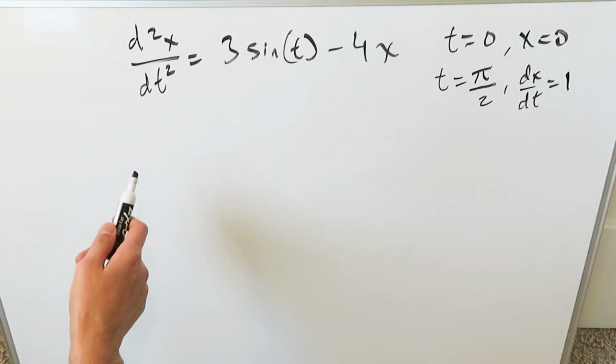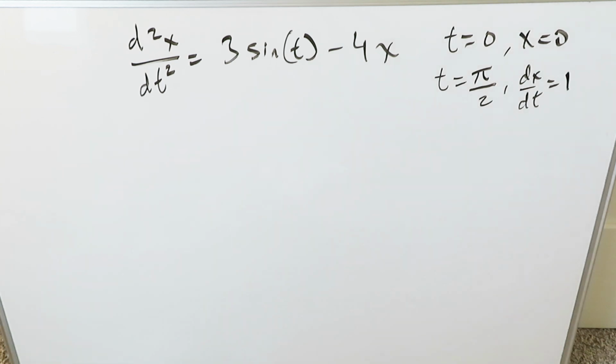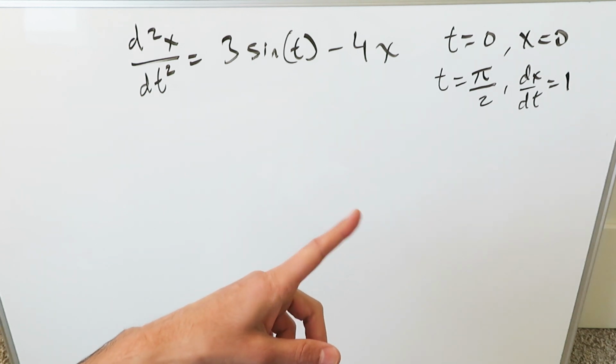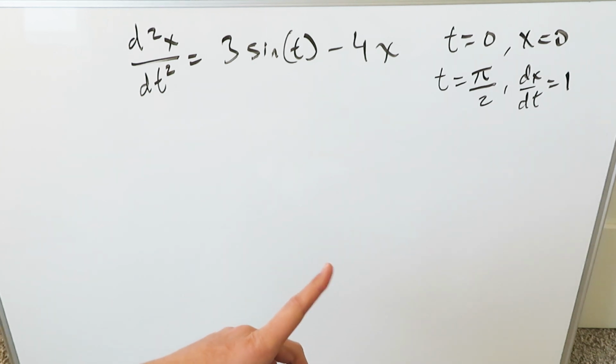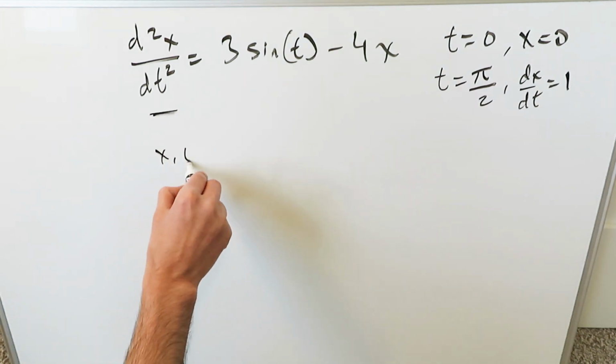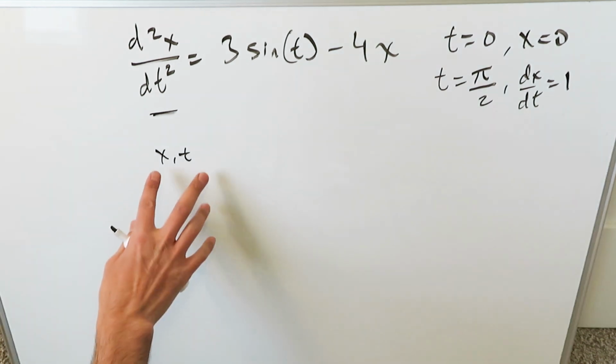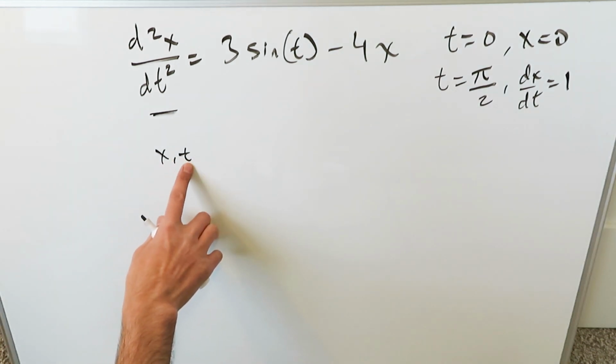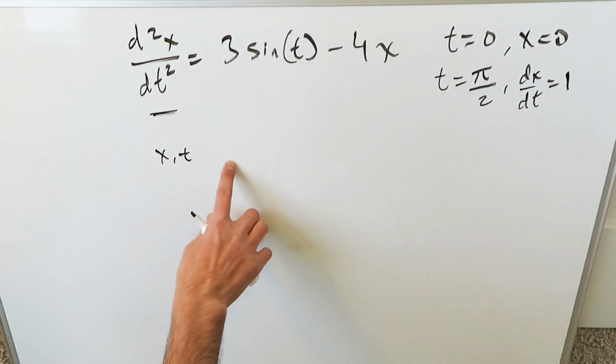When you look over here, you have a second order representation, d squared x over dt squared is equal to 3 sine t minus 4x. At time t equals 0, you have x equals 0. At time t equals pi over 2, you have a first order dx over dt which is equal to 1. Look at this item over here, and you're seeing an x and a t, and those will be your variables. X here will be your dependent variable, and t in terms of time will be your independent variable.